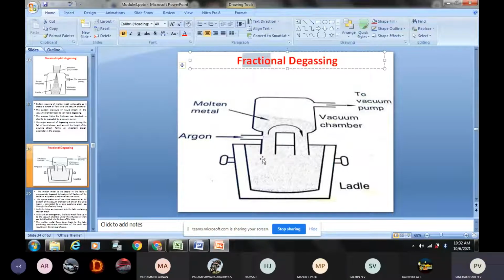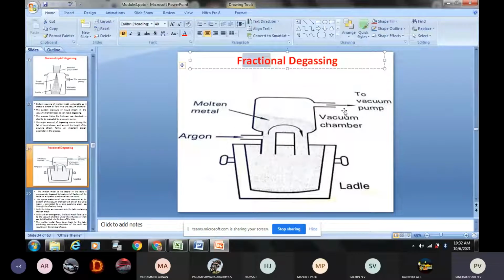Now you could look at this diagram. This is the liquid metal storage ladle. This is the ladle. These are the handles to hold the ladle. See now, this is the liquid metal contained in the ladle. So this is the vacuum chamber. The upper portion is the vacuum chamber, which is kept in an inverted position.